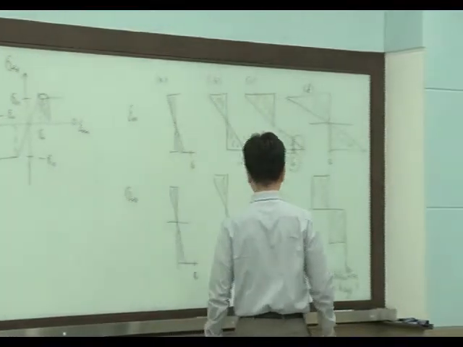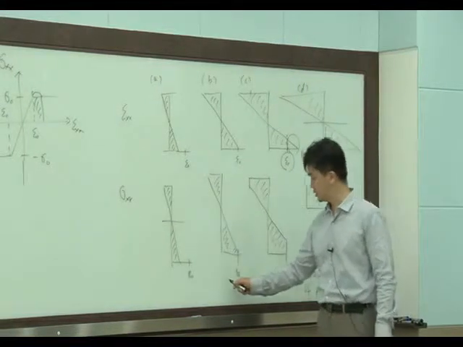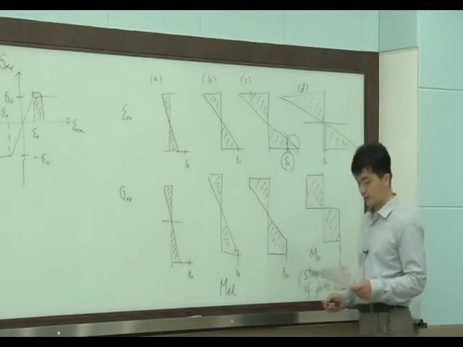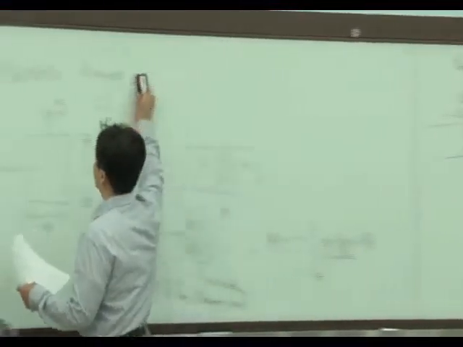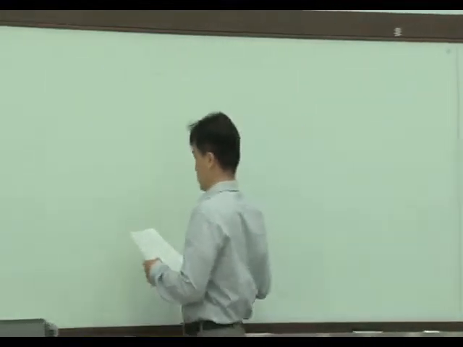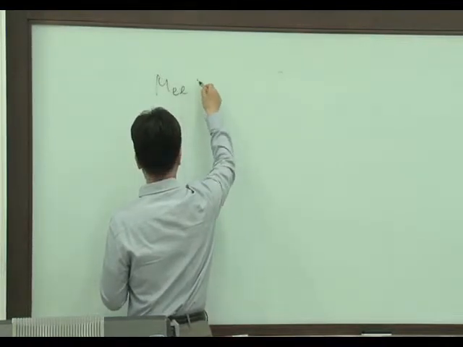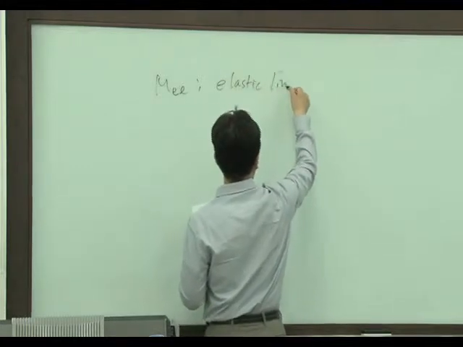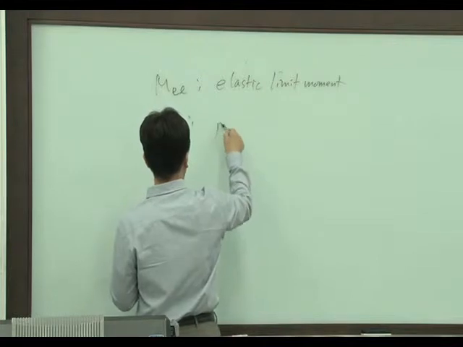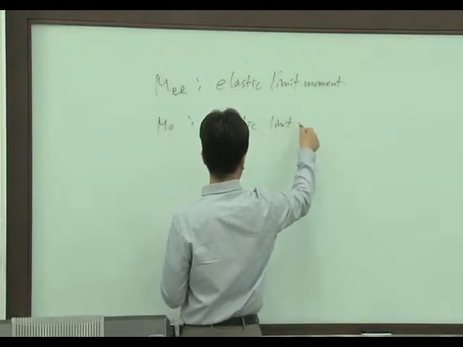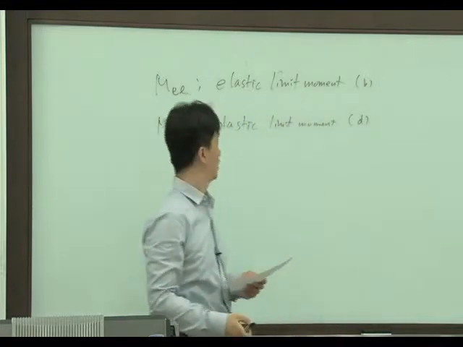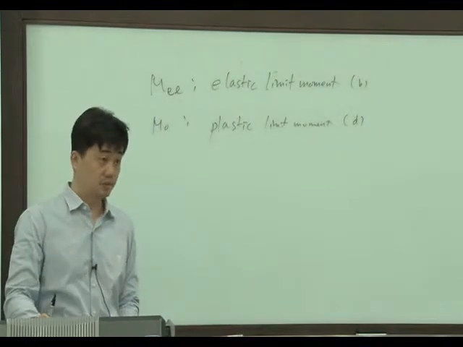So here we have, saying this is the moment corresponding to this distribution is MEL, and the moment corresponding to this distribution is M0, and the names of M0 and MEL are: MEL is the elastic limit moment, and M0 is the plastic limit moment, from case B and case D. So the plastic limit moment is the maximum moment of the beam cross section.